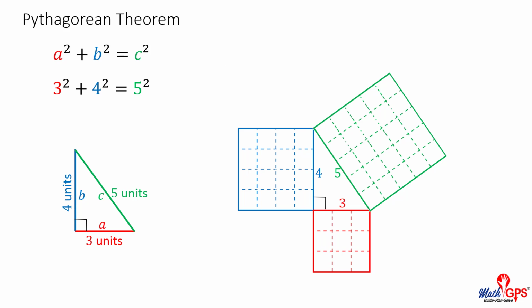We can justify the theorem and our answer using an area model. The red square represents 3 squared, the blue square represents 4 squared, and the green square represents 5 squared. 3 times 3 equals 9 square units, 4 times 4 equals 16 square units, and 5 times 5 equals 25 square units. When added, 9 plus 16 equals the length of the hypotenuse squared, 25. Let's try some problems together.